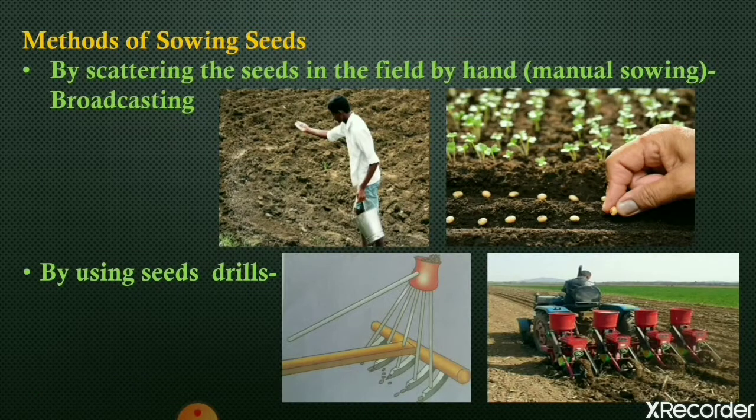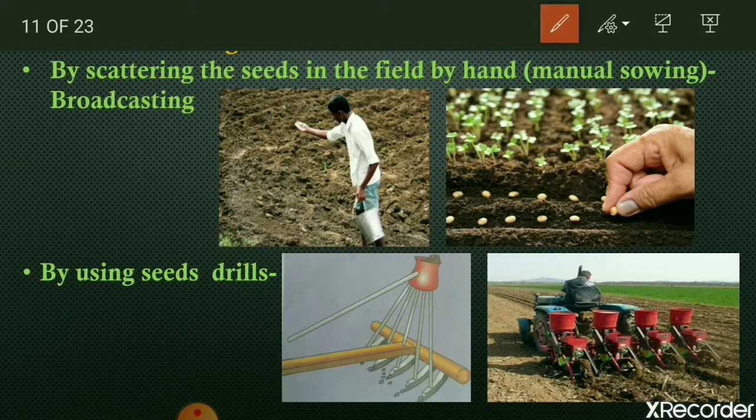Now, methods of sowing seeds. There are two methods of sowing the seeds. First one is manual sowing. Manual sowing means scattering the seeds in the fields by hand. The farmers take the seeds and just scatter them in the soil. This method is called broadcasting.